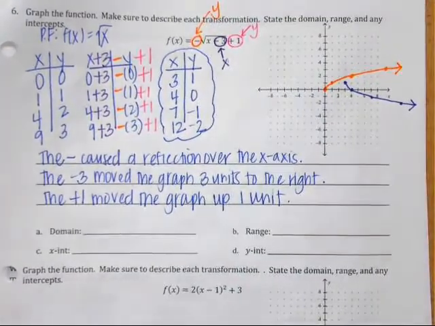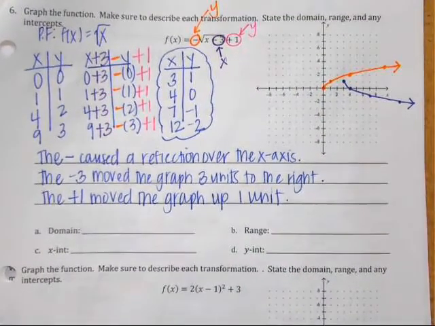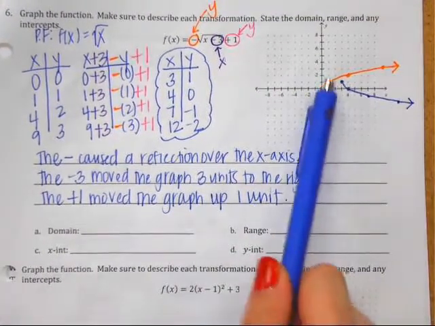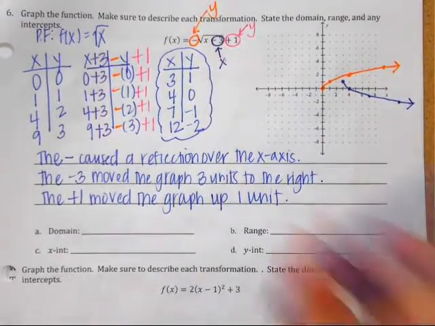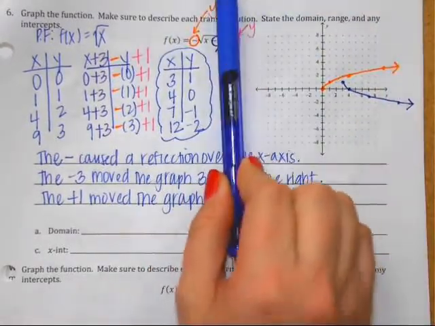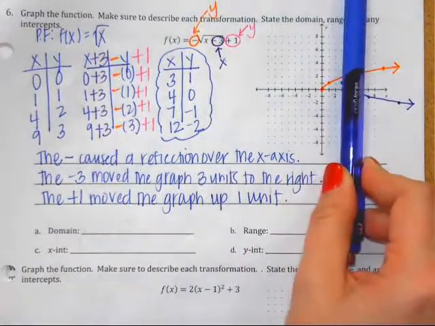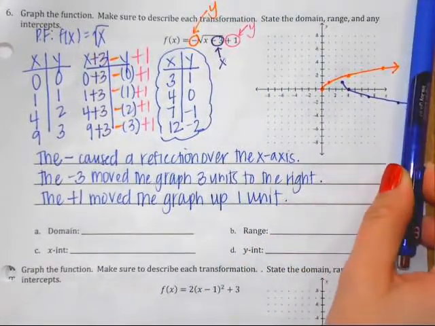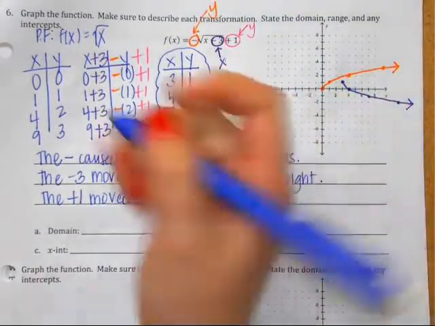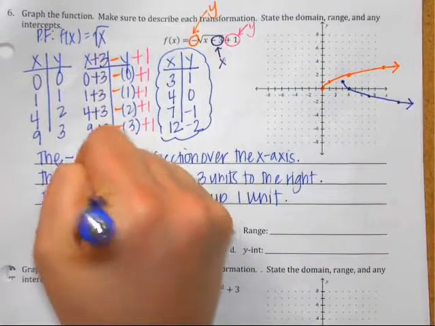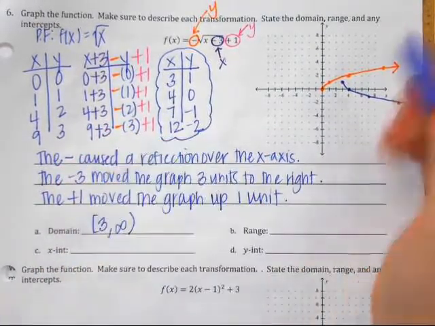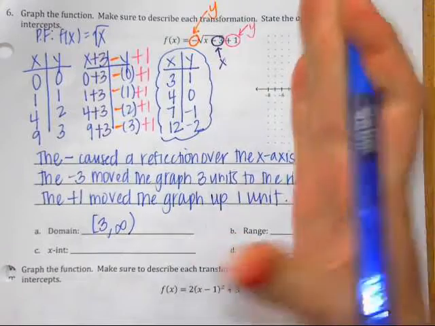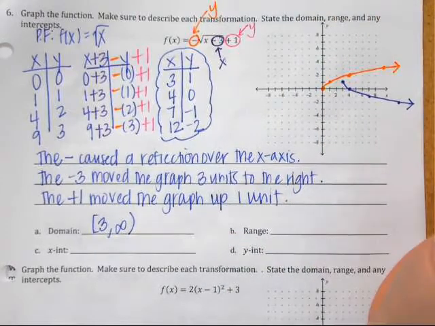And that is our descriptions. So then my domain, now remember, we're looking at the blue one, not the orange one. My domain is from left to right. So left, it starts at 3, and then it goes on to infinity. So my domain here would be 3 with a bracket to infinity. Bracket because it's a solid point, and it continues on.